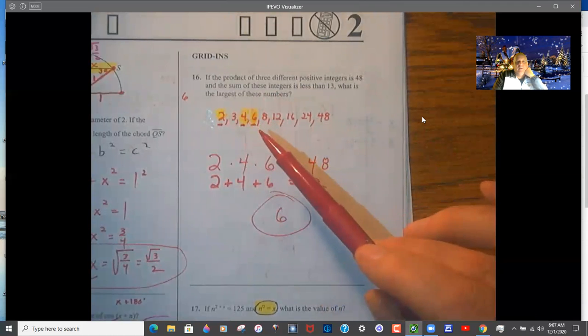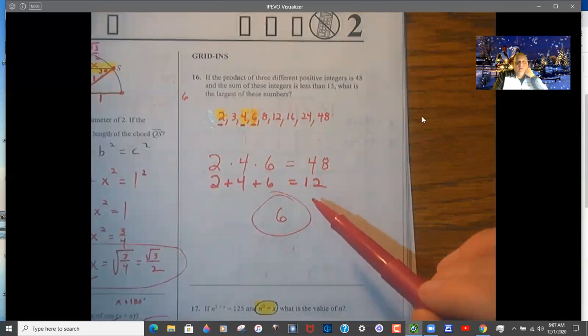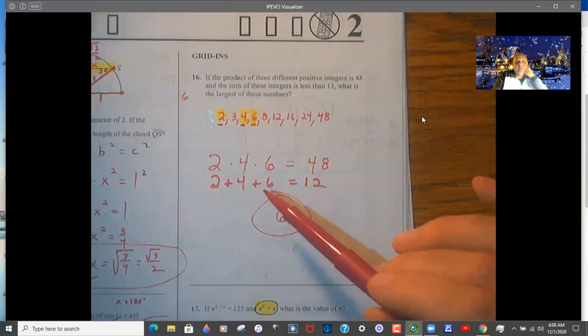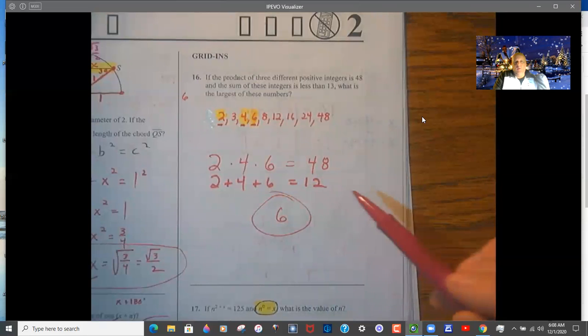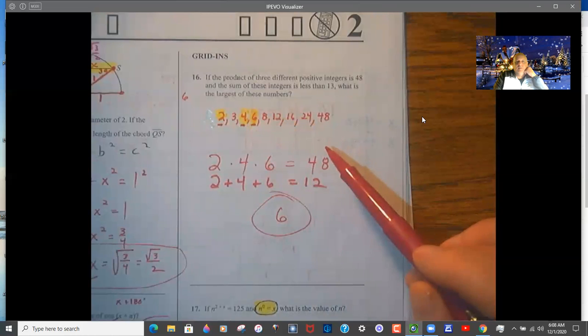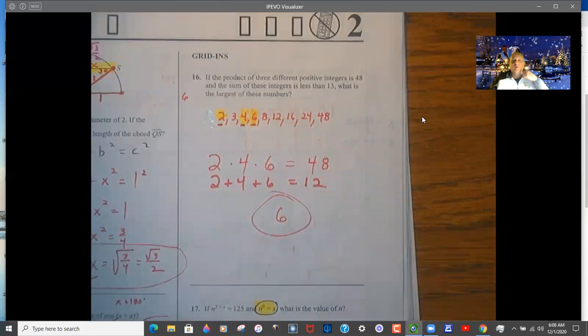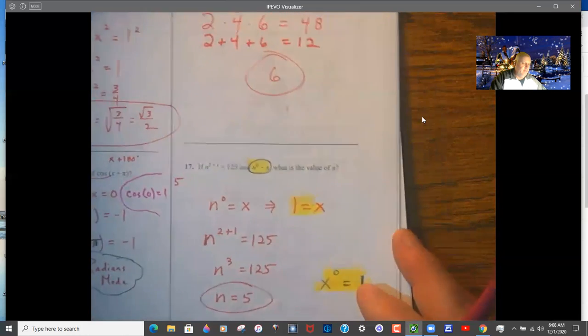So 2, 4, and 6 are the 3. And then their sum is less than 13. What's the largest of the 3? That's actually a hard problem with just simple numbers. So you need to know, first of all, we are talking about numbers that go into 48, factors of 48. And then from there, you have to find the 3 and then add them to make sure that's right.